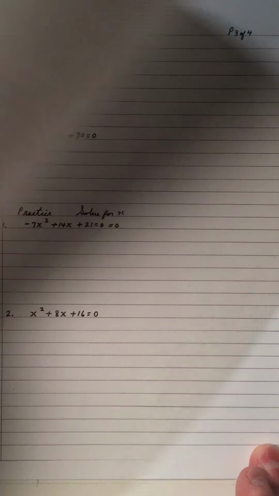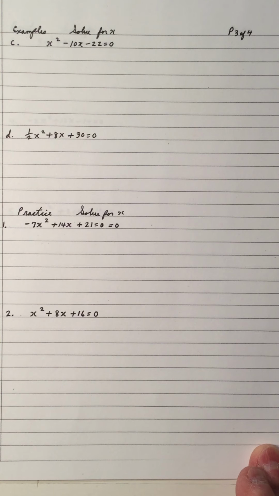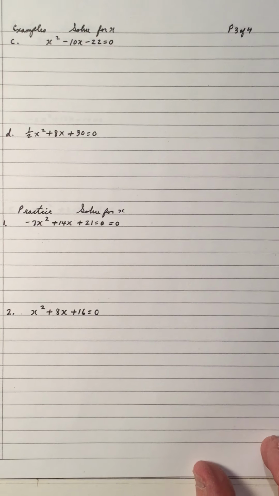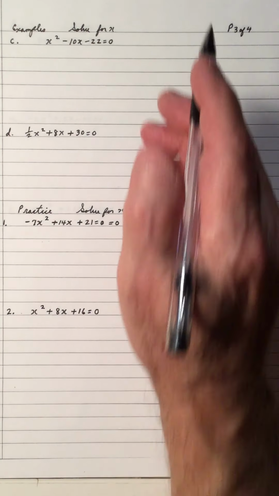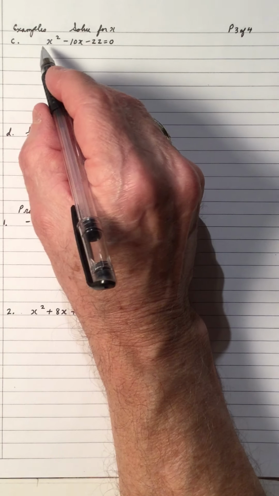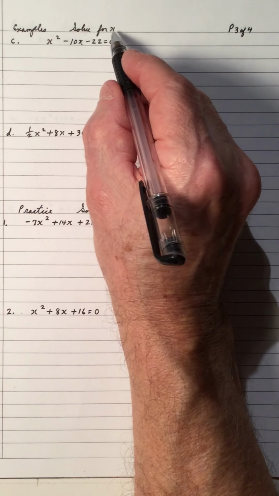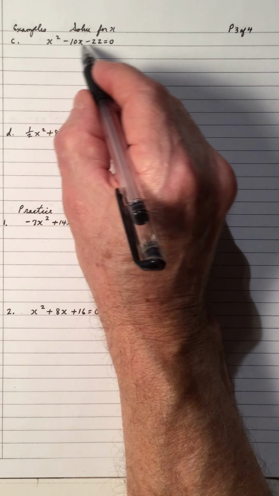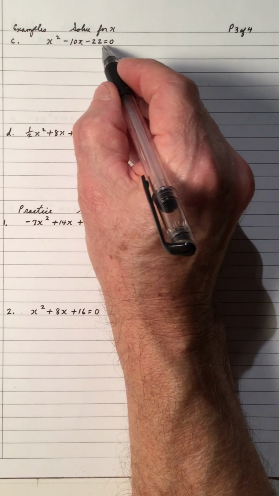So let's continue to do some more examples. Again, the more I show you, the more you see what the pattern is. And let's do C. Solve by completing the square: x squared minus 10x minus 22.